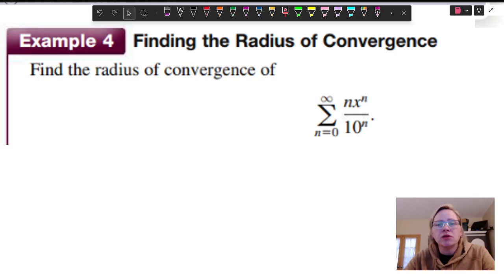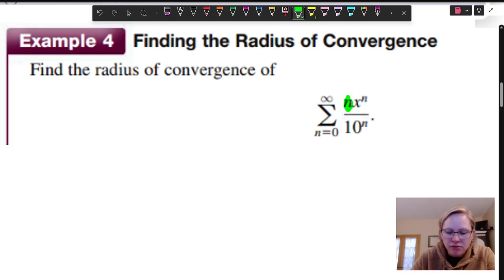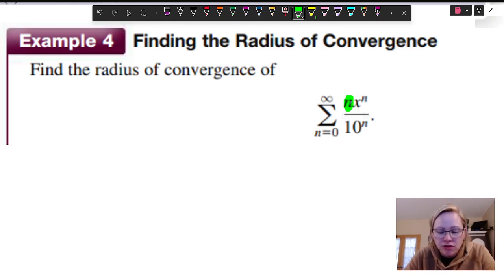Here we have an example of a series that at first glance might appear geometric, but because we have this n multiplied right there, this is not a geometric series. This is just a generic type of series. And so to find the interval of convergence, we're going to use a test that we learned back in the first part of chapter 9 when we were testing for convergence, and that test is the ratio test.